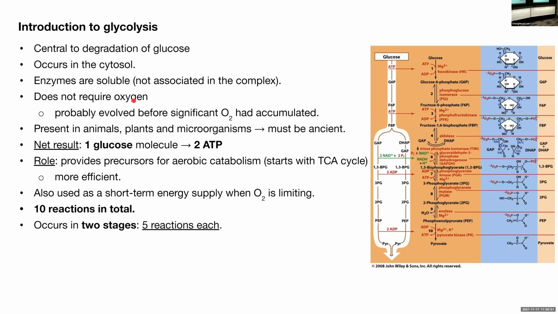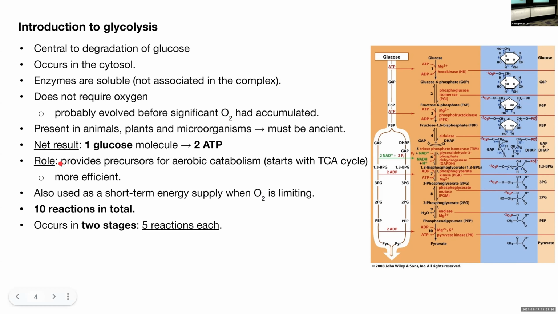That suggests it probably was invented and evolved before a significant amount of oxygen built up or accumulated in the atmosphere. Also, this glycolysis pathway is present in animals, plants, and microorganisms, pretty much everywhere, meaning that this pathway is pretty ancient. The net result is putting in one glucose molecule to get 2 ATP. And again, ATP is a high energy compound, right? It can be used as a temporary or transient energy storage form.